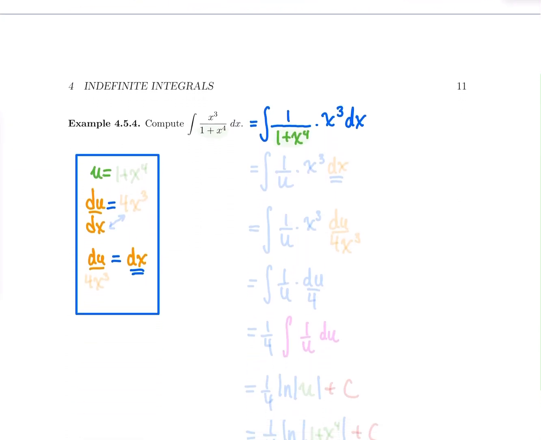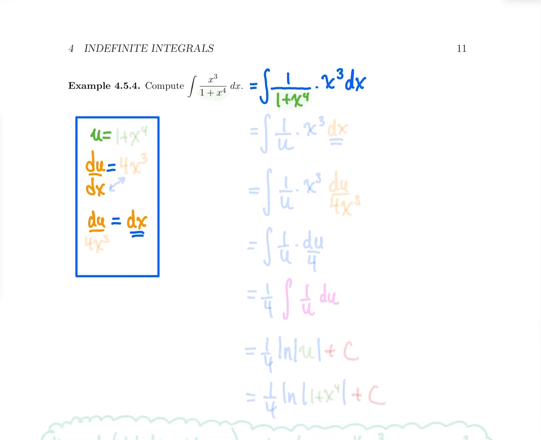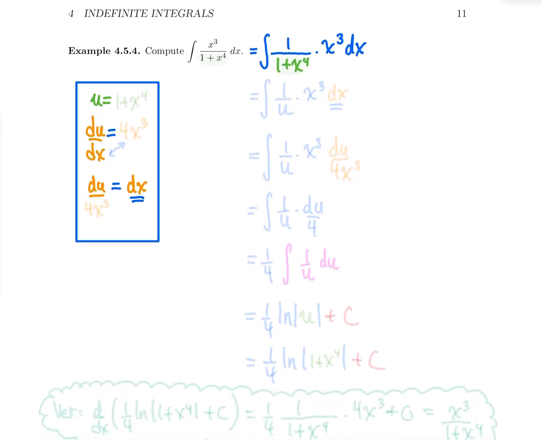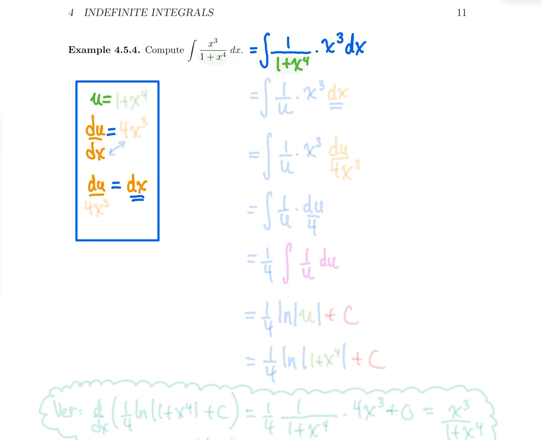All right, the next example, let's compute the integral of x cubed over 1 plus x^4 dx. So here we have a quotient of two things. There's no quotient rule. I want to do a substitution. So I have to pick a chunk of the formula in order to call it u. Here I can see that my denominator is probably a good choice. So what about choosing 1 plus x^4?